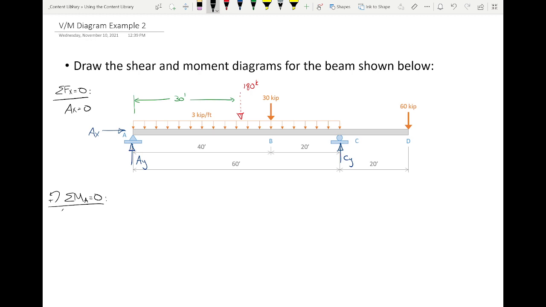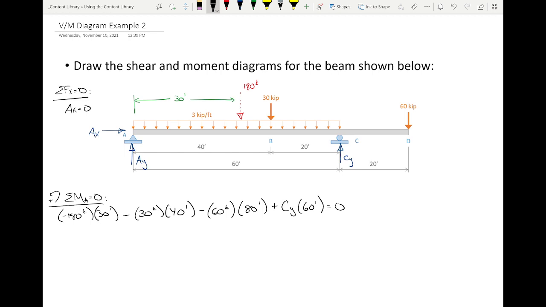So I'm going to have negative 180 kips times 30 feet minus 30 kips times 40 feet minus 60 kips times 80 feet. And notice, all these distances, the 30, the 40, and the 80, are how far we are from A, because this is where we're summing moments. And this is counteracted by the reaction at CY that is 60 feet away. And the sum of those moments must equal 0. Is that okay? Did I do that too fast, or are we good there?